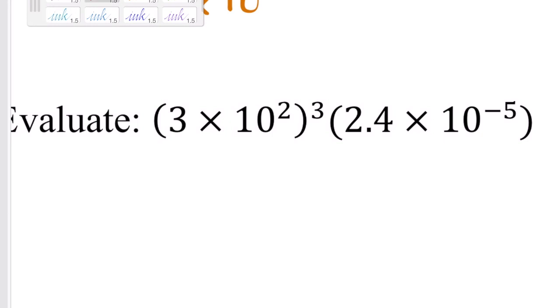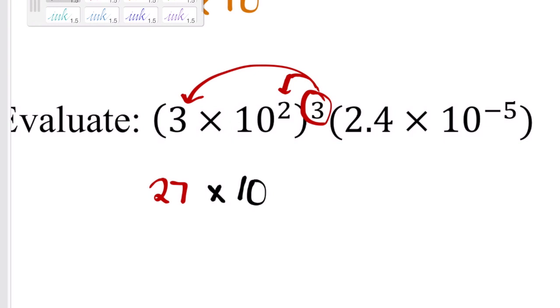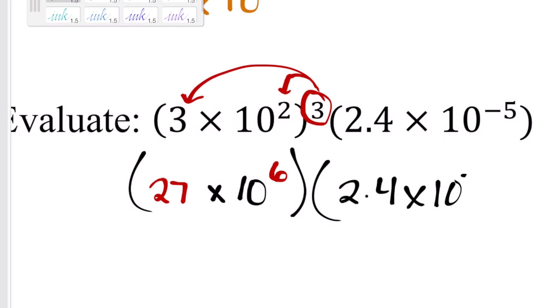So order of operations tells us that we need to work with exponents before we do anything else. We can't really do the 3 times the 10 to the second power right now. It's going to be a little bit more work than what is necessary. So I'm going to do my exponents here first. So the 3 goes to both the 3 and the 10 squared. So 3 cubed is going to give us 27. Then we'll have times 10, and then 2 times the 3 there will give us an exponent of 6. And we still have our 2.4 and 10 to the negative 5th.